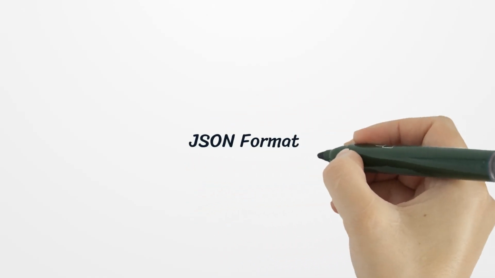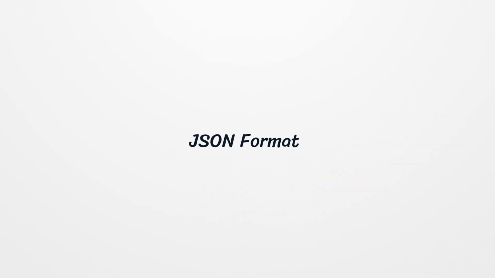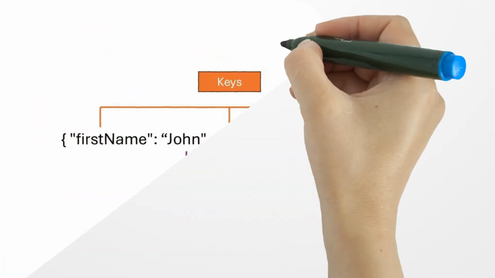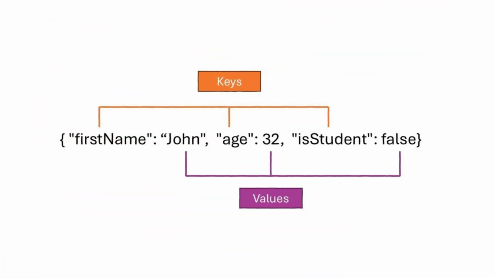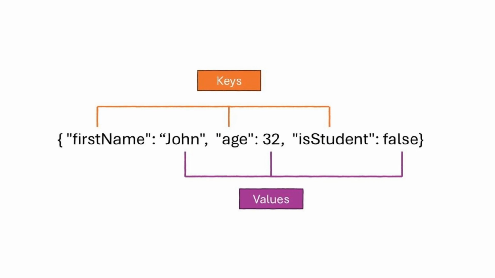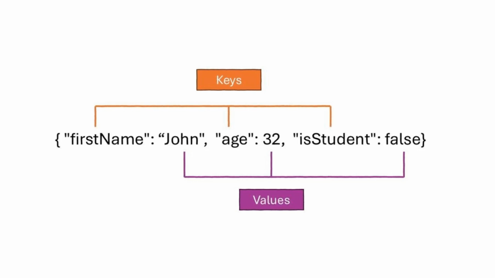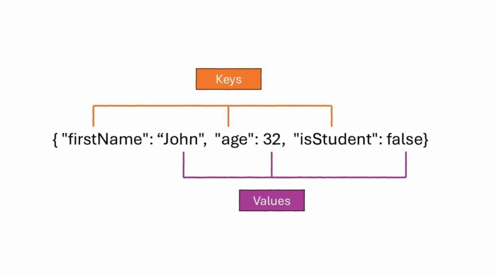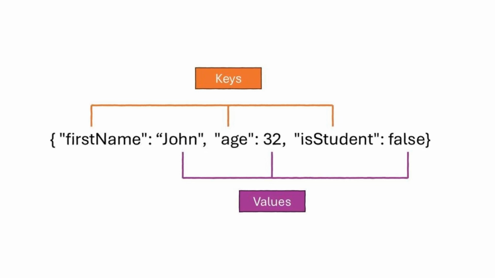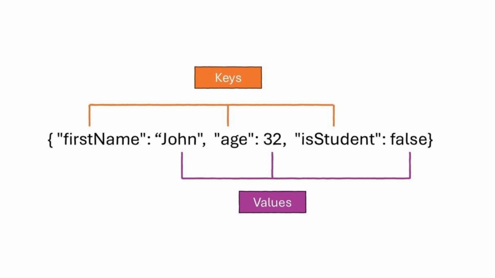JSON is built on one core principle, the key-value pair. The key is the label or the name of the piece of data. Think of it as the column header in a spreadsheet. Customer name. The value is the actual piece of information. This is what's in the cell. All keys are always strings, but the values can be different types of data, which is key to its flexibility. For instance, a number, a string like John, or a Boolean, true or false.